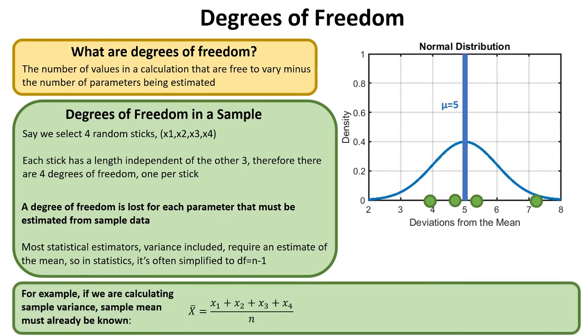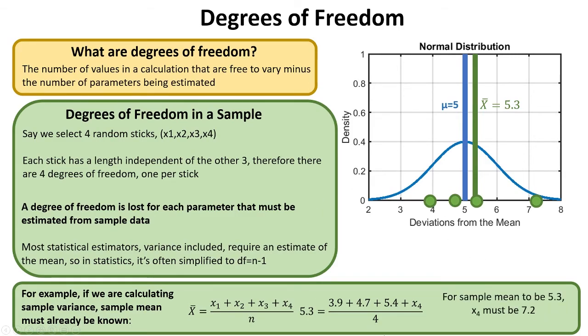Okay, so for example, if we're calculating the sample variance, the sample mean must already be known. So if we have our 4 sticks, x1, x2, x3, and x4, and we know that our sample mean is going to be 5.3, then by the time we get to this last sample, x4, it has to be 7.2 in order for our sample mean to be 5.3, and therefore x4 has lost its freedom, and that's where the degree of freedom is lost.